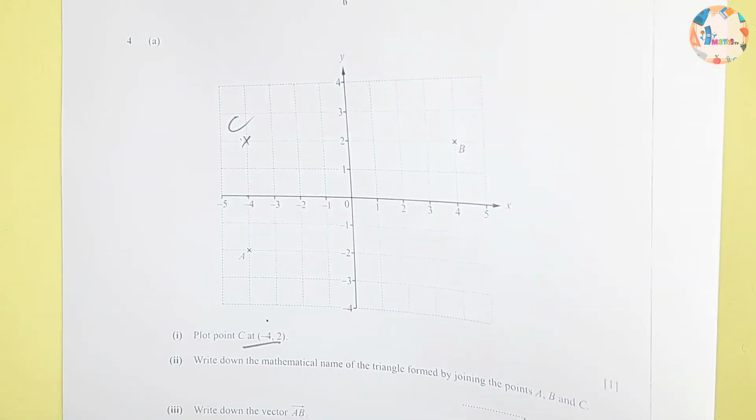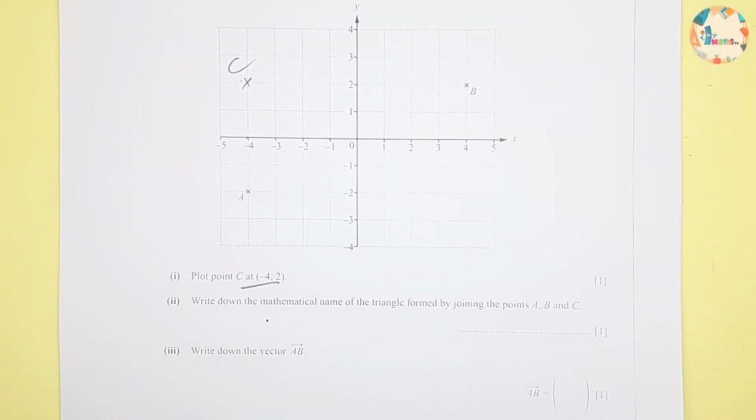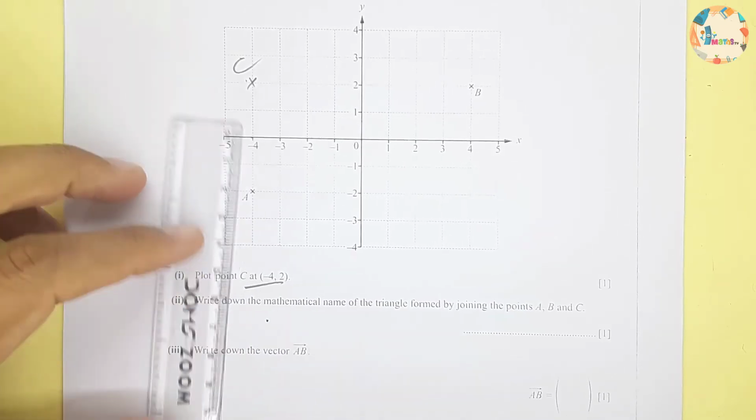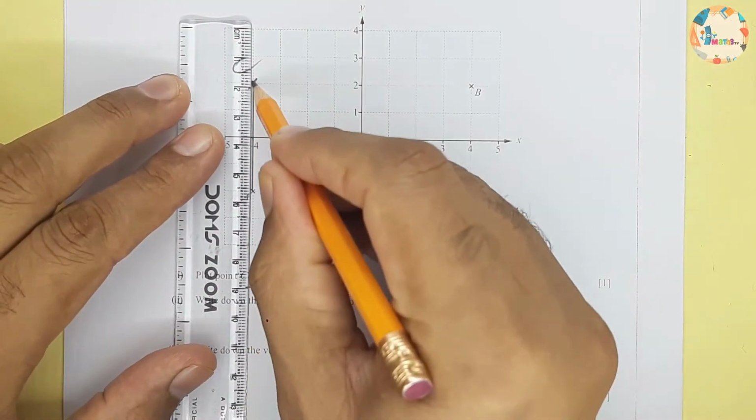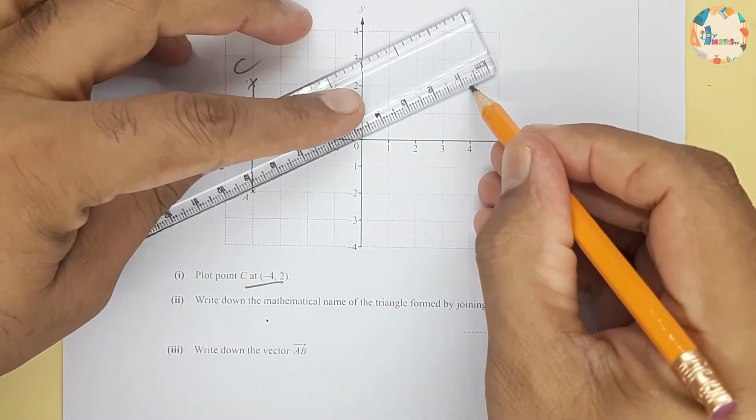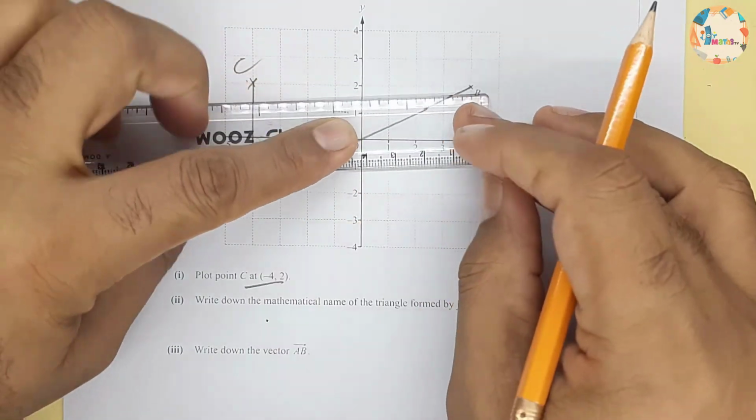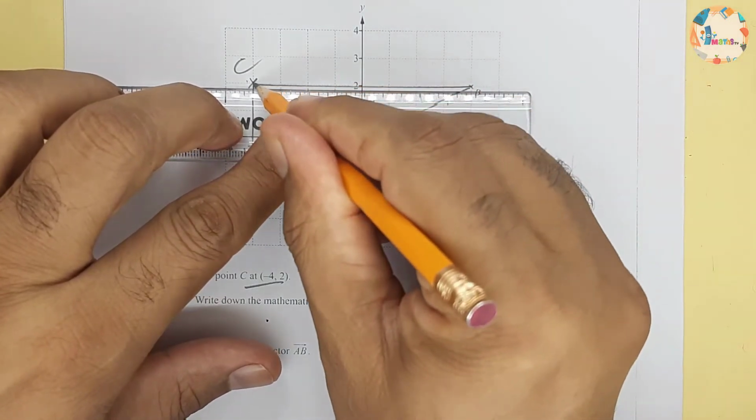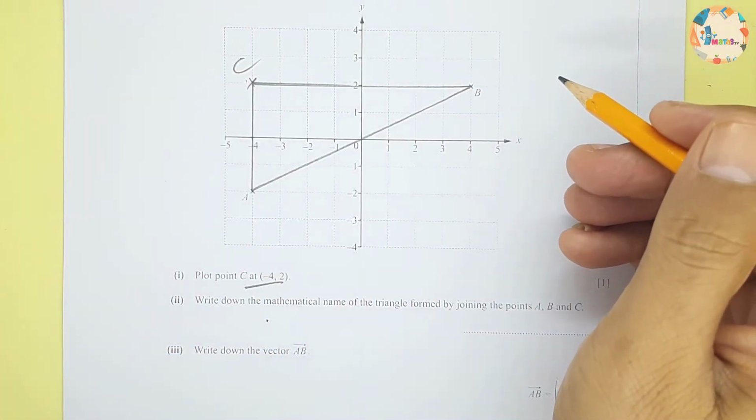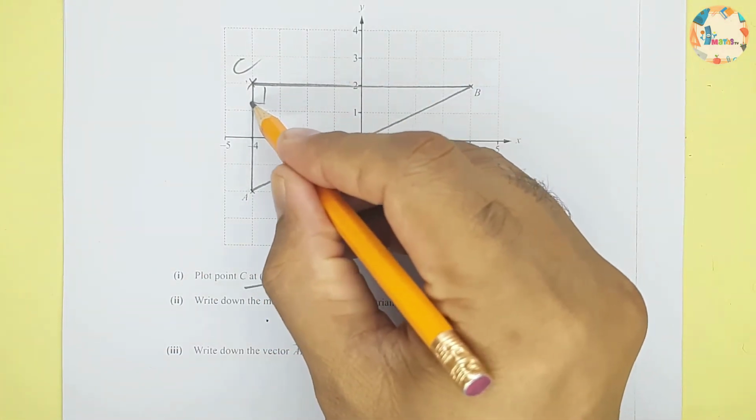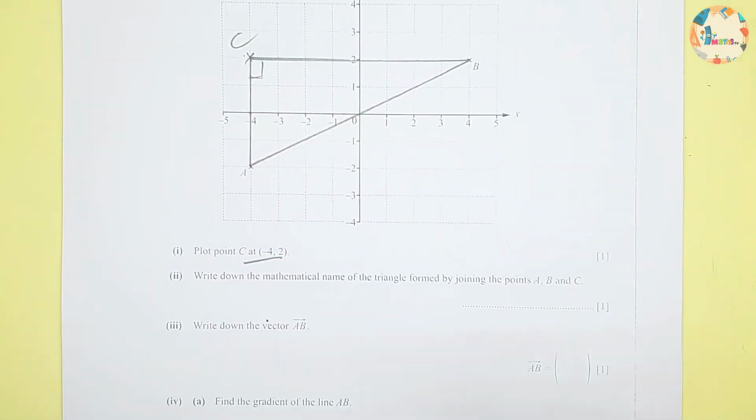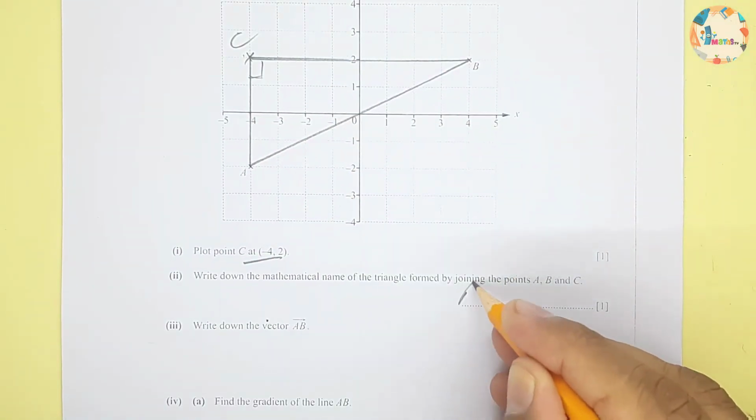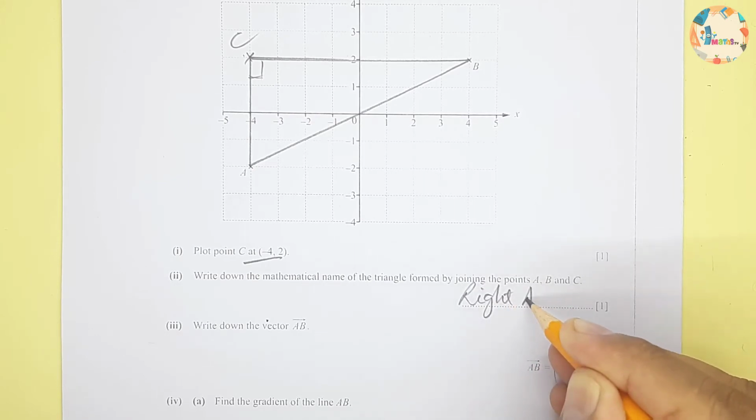Write down the mathematical name of the triangle formed by joining the points A, B, C. So we have to write the mathematical name of that triangle. If we draw that triangle to check what type of triangle it is, we can join these points, and that will be basically this, and we can see this is a right angle triangle, so this is a 90-degree angle, so we can write here right angled.